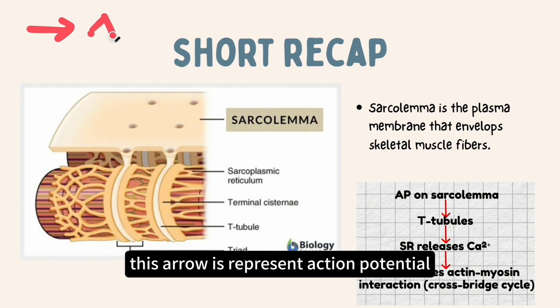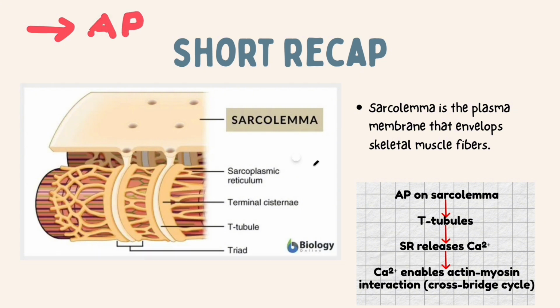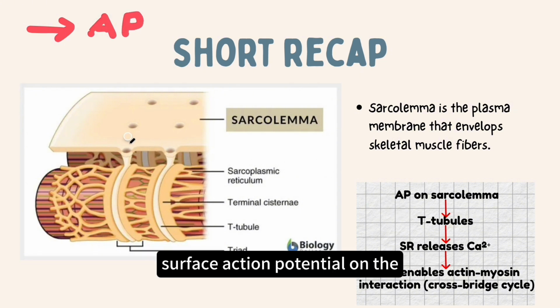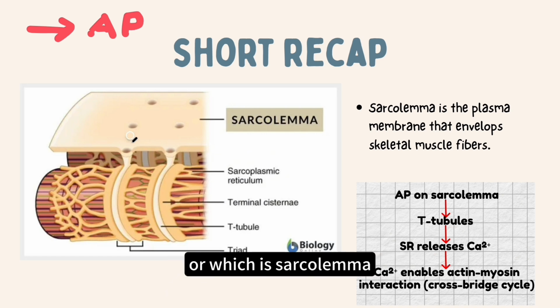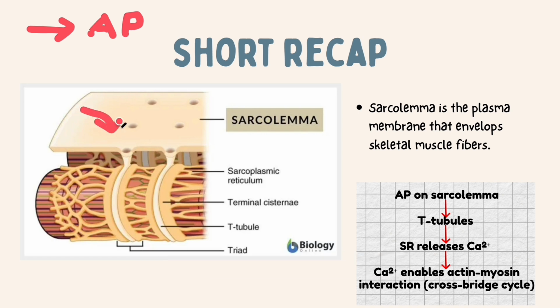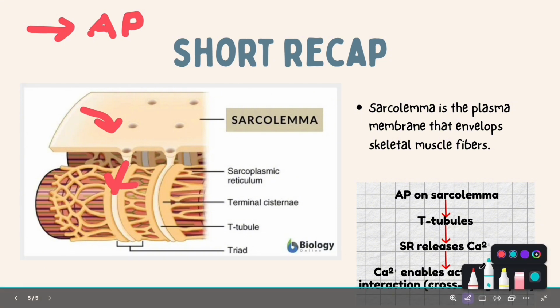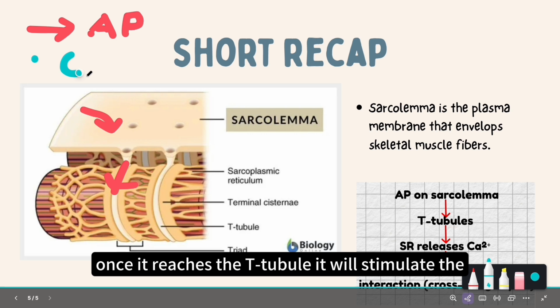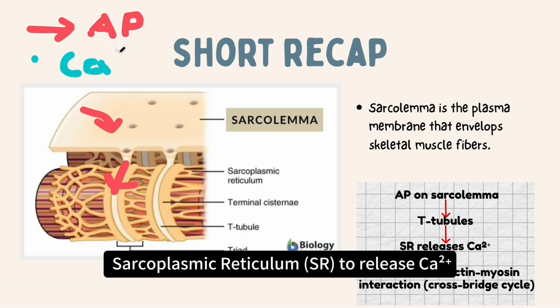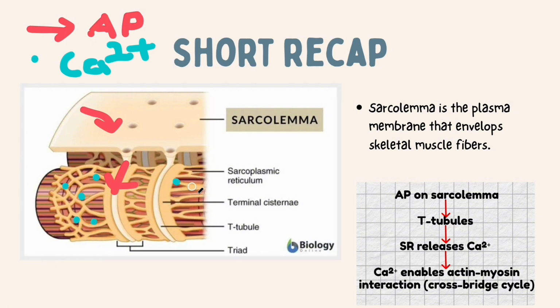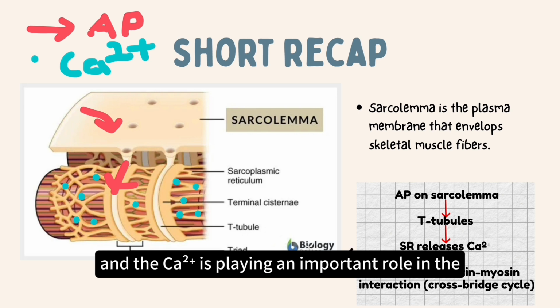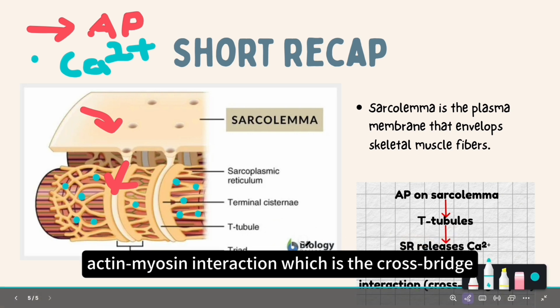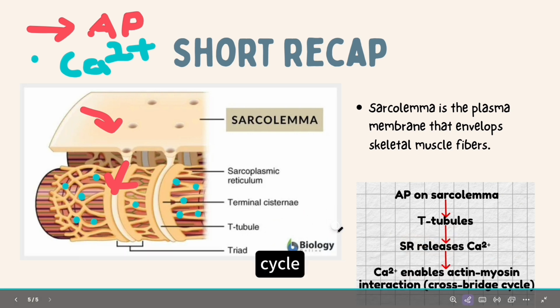This arrow represents the action potential. So first, the action potential is on the plasma membrane of muscle fibers, which is the sarcolemma. It will move down to the T tubule. Once it reaches the T tubule, it will stimulate the SR, sarcoplasmic reticulum, to release Ca2+. And the Ca2+ plays an important role in the actin-myosin interaction, which is the cross-bridge cycle.